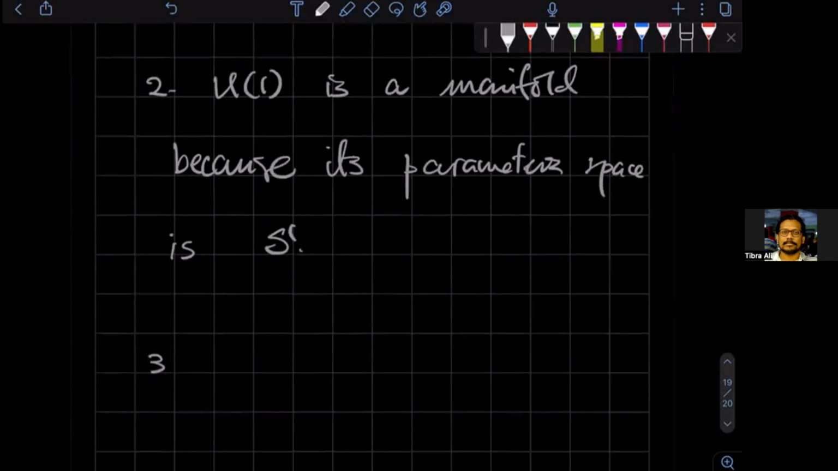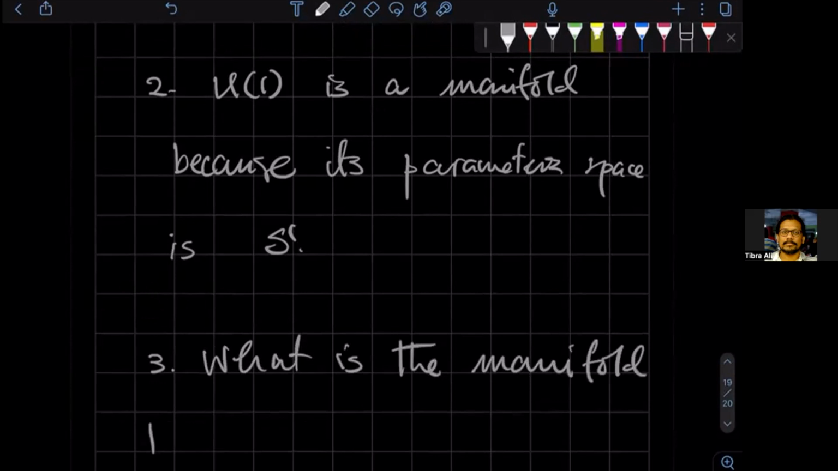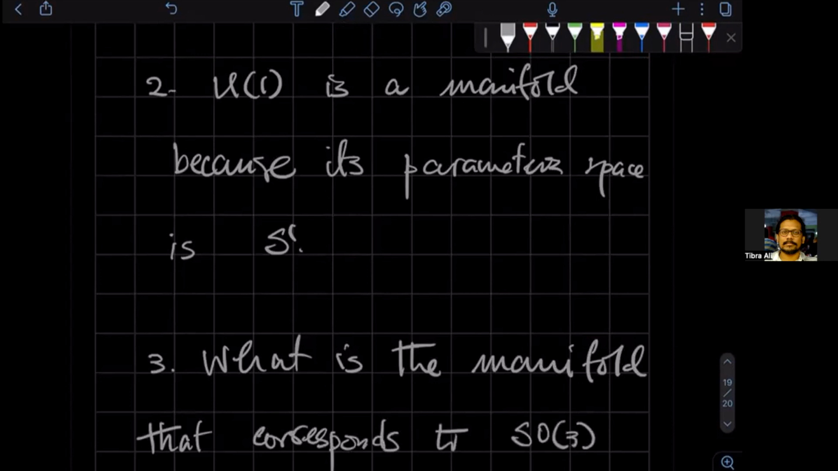So naturally, of the groups that we've met, the natural question is, what is the manifold that corresponds to SO3? Okay. So that's the next question. Before we answer that question, are there any questions?